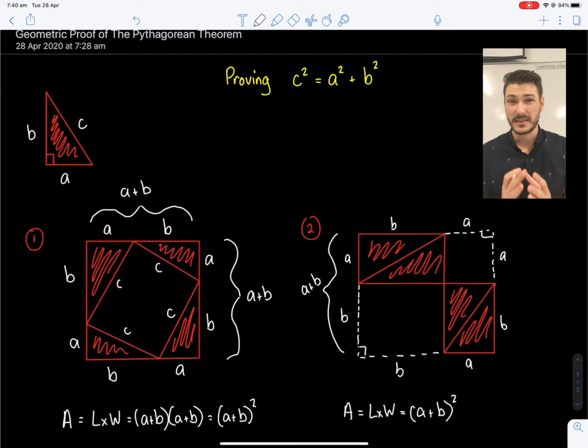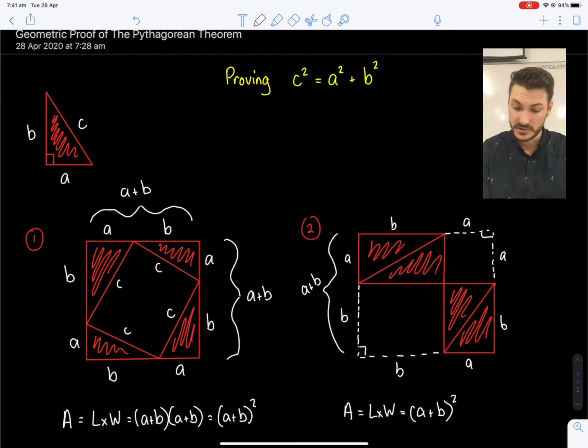So the key thing to note here is that both square 1 and square 2 have the same area. They've got the exact same space. Not only that, but the space that has been taken up has been by the same 4 red triangles, meaning the space that is left over is equal, okay?